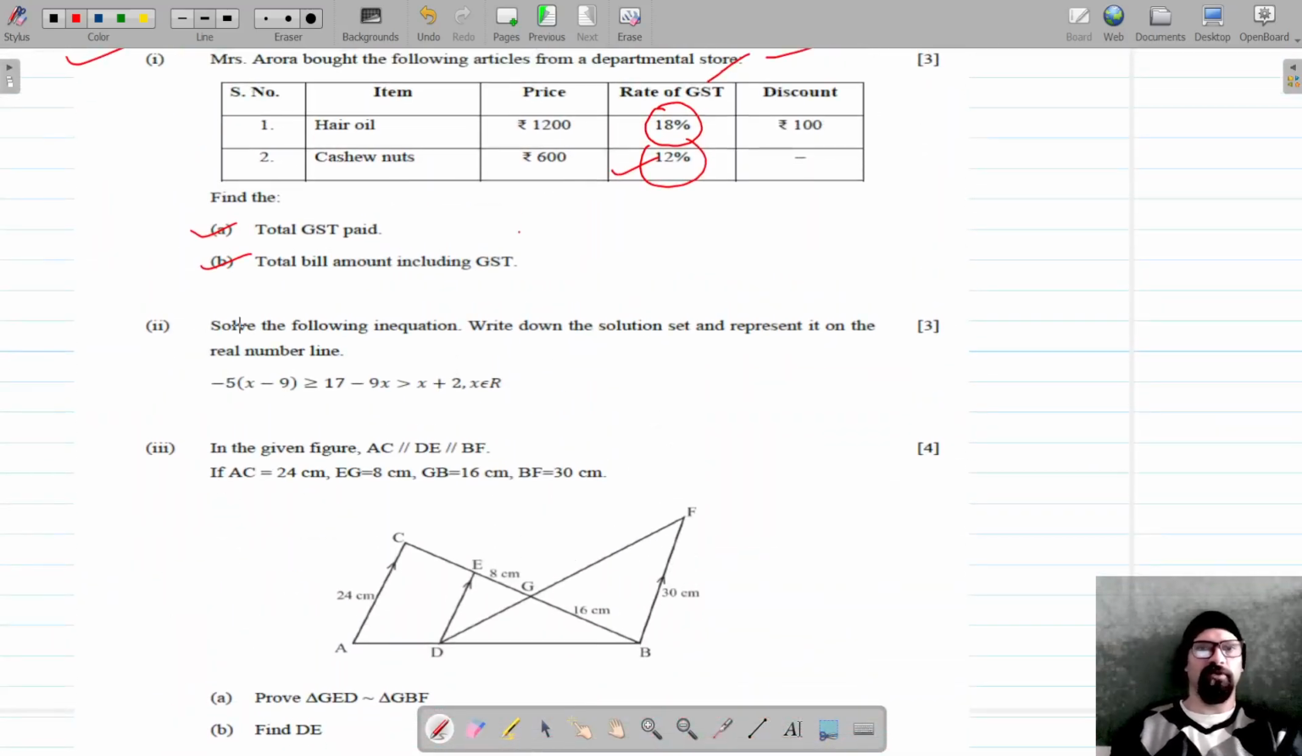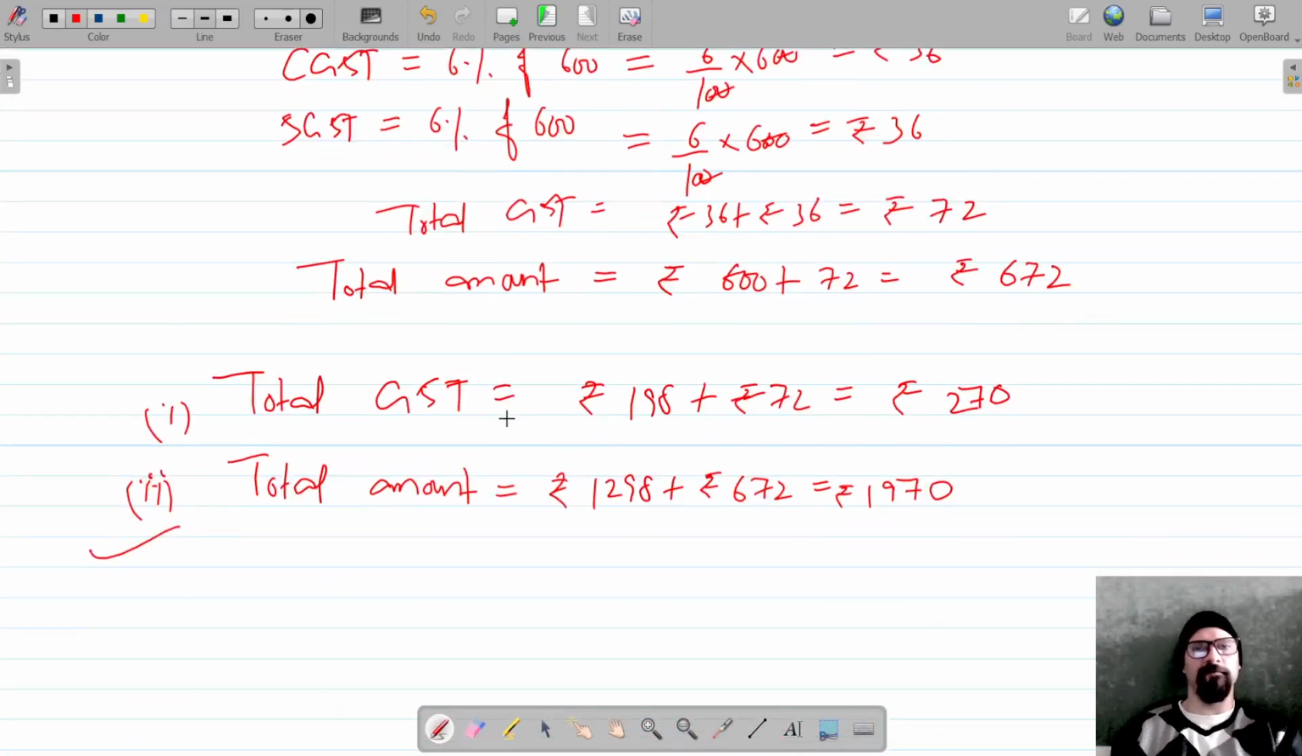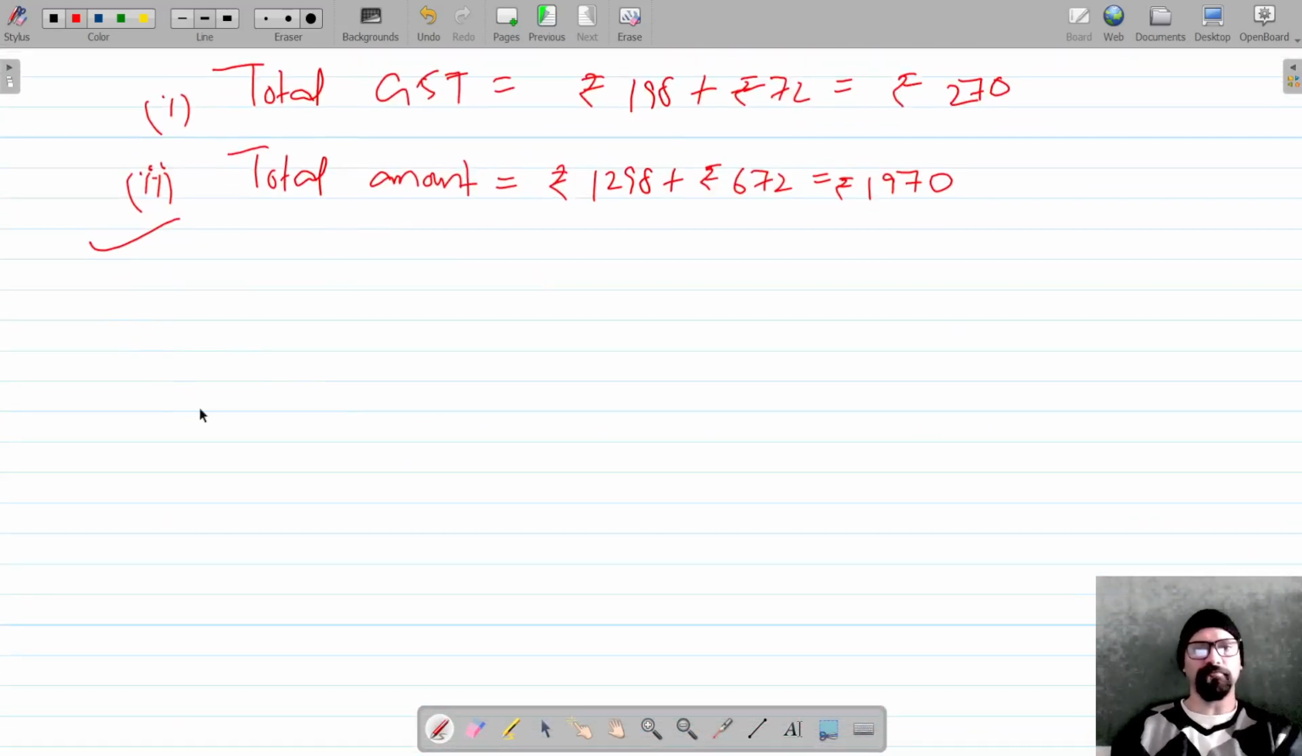Moving on to the second one, we have to solve the following inequation and write down the solution set on the number line. So this is part 2 of this question.